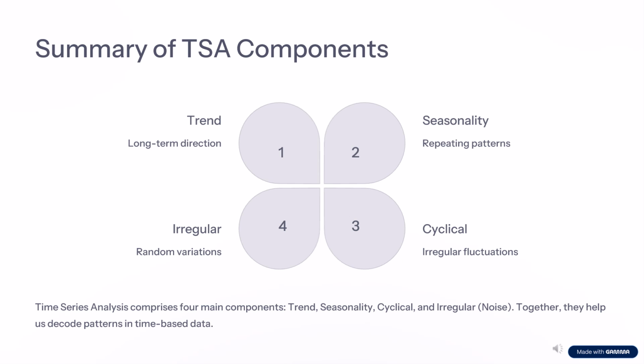To summarize, time series analysis helps us to break down data collected over time into four main components. The trend tells us the long-term direction. Seasonality shows repeating regular patterns. Cyclical captures irregular but longer economic cycles. And irregular or noise covers the random fluctuations. Understanding these helps us to analyze, predict and make decisions based on the data collected over time.